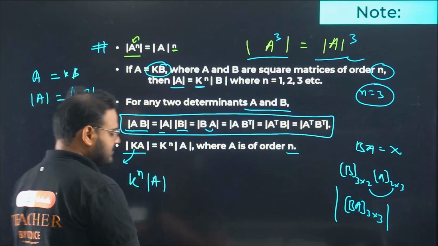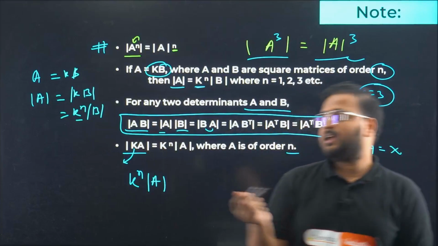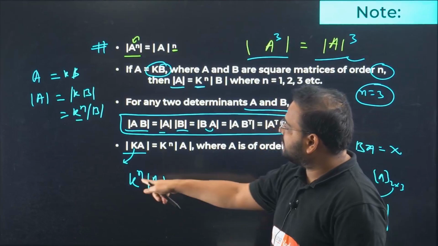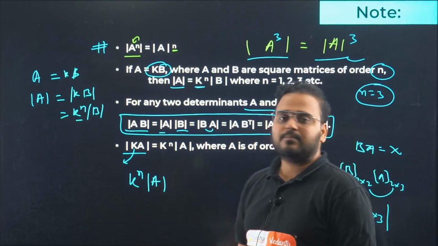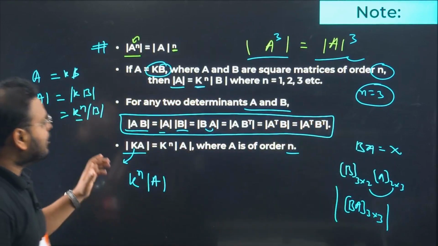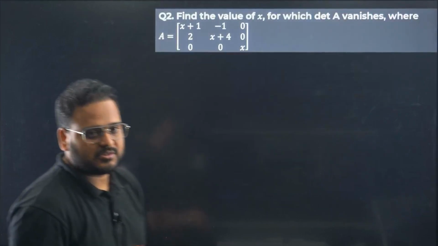I'll continue like this. If you're looking for the determinant of KA, based upon the order of the matrix, you have to take the power of that constant K to that order, and it comes with the product of the determinant of A itself. This is clear. It looks very simple, but it is very important. It will be used a lot in the questions. Now let's solve some questions.